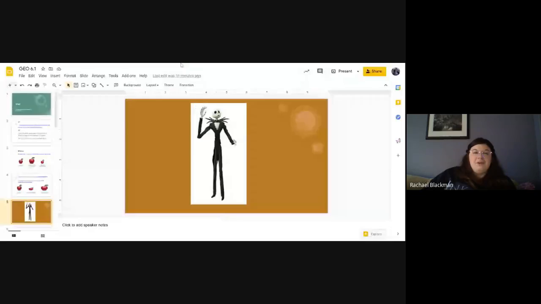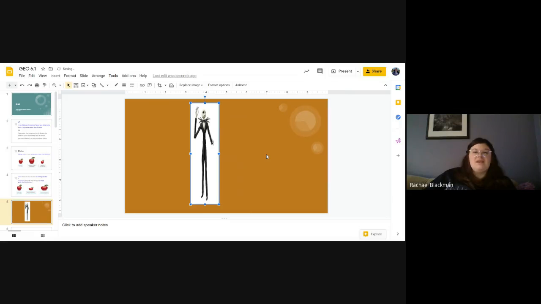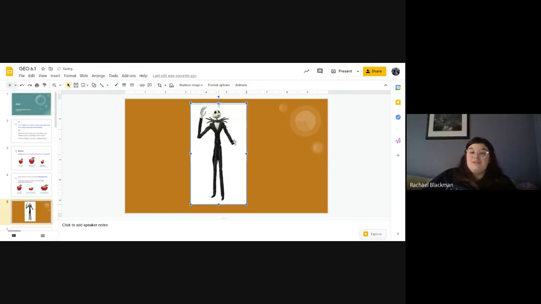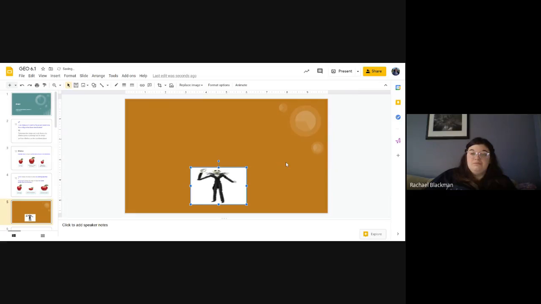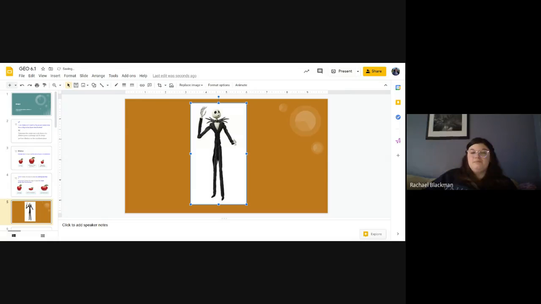Okay, I've got a little picture here, Jack Skellington again. So we'll just get another example. Boom. That is a horizontal compression, right? His height didn't change, but he got a lot skinnier, so that is a horizontal compression. This is a vertical compression. All right, again, we see that his height got a lot smaller, but his width was still the same.